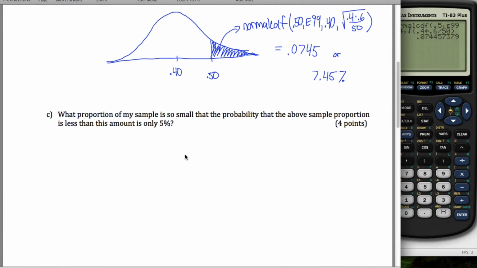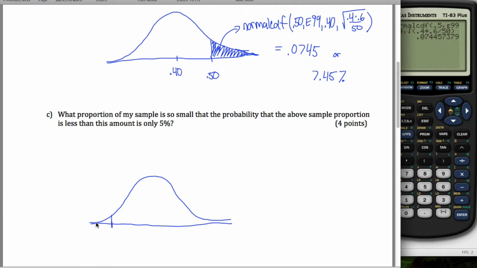All right, moving on, part C. You might have guessed that there would be a question where you use normal CDF and a question where you use inverse norm. In fact, that's exactly what's going on. What proportion of my sample is so small, so I'm talking about some number over here, really, really small, that the probability that the above sample's proportion is less than this amount is only 5%.